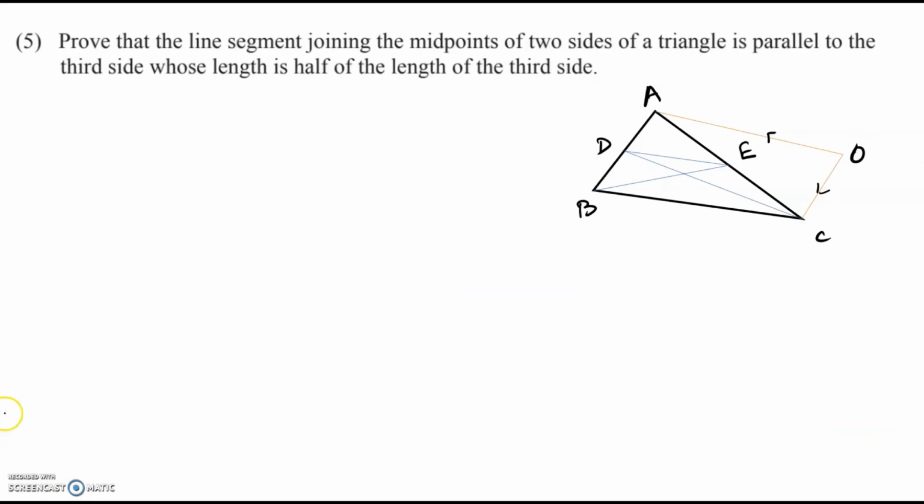Okay, let's do the next problem now. Prove that the line segment joining the midpoints of two sides of a triangle is parallel to the third side, whose length is half of the length of the third side. So here you're asked to prove that if D and E are midpoints of the sides AB and AC of a triangle ABC, then DE is parallel to BC. Before you continue to watch this video, I suggest that you pause it and give this problem a try, because now that you've seen 4 problems, I'm sure that you can try and solve this, and then you can come back.